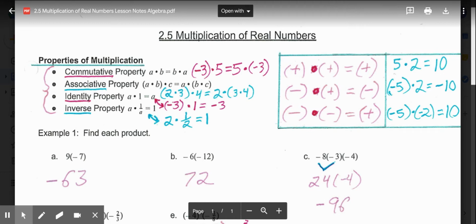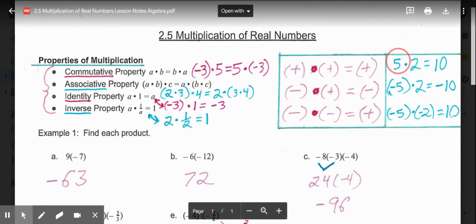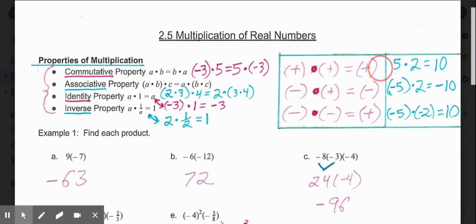So what we're always used to in the past was multiplying positive values. So for example, a positive multiplied by a positive will always give you a positive value. So 5 multiplied by 2 is a positive 10. So a positive times a positive will give us a positive.